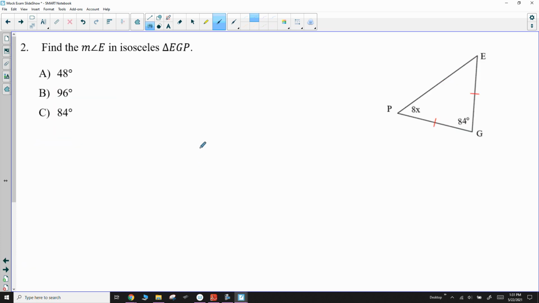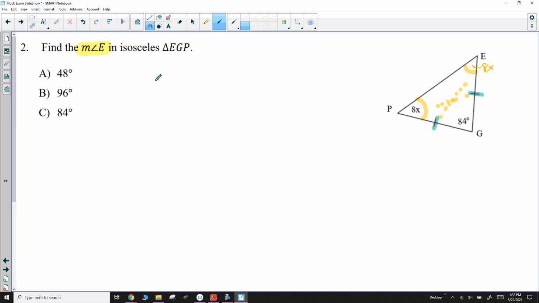Number 2, find the measure of angle E in isosceles triangle EGP. So it's telling us that this is an isosceles triangle, and I see the congruent tick marks here that say that those 2 sides are congruent to each other. And I know that in an isosceles triangle, the congruent legs are across from the congruent angles. So that angle right there is congruent to this angle right here, which means that if I have this angle labeled 8x, this angle is also 8x.